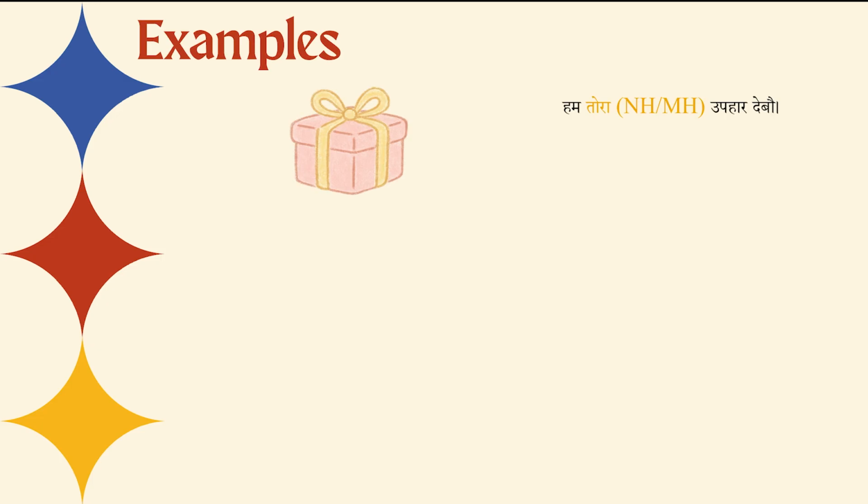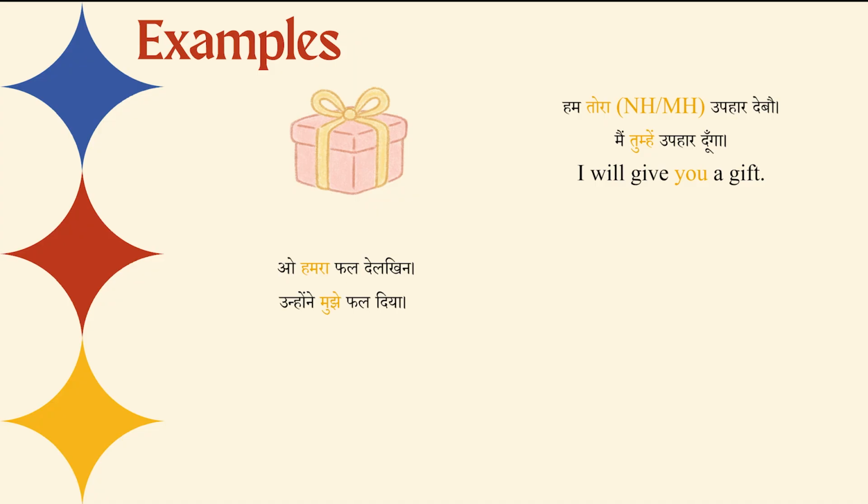So, here you have an example, Hum tora upahar debo, which would mean in Hindi, मैं तुम्हें उपहार दूंगा, and the same thing in English would mean I will give you a gift. Another sentence, O हमरा फल देलखिन, which would mean in Hindi, उन्होंने मुझे फल दिया, and the same thing in English would mean he or she gave me fruit.